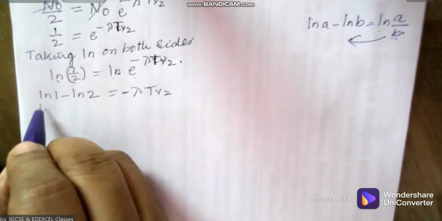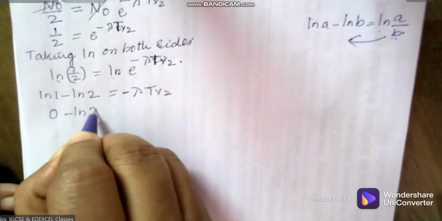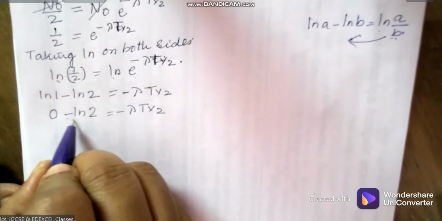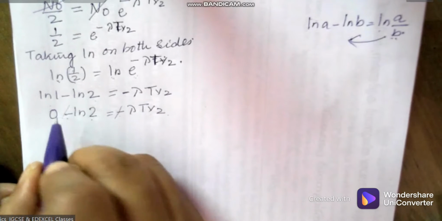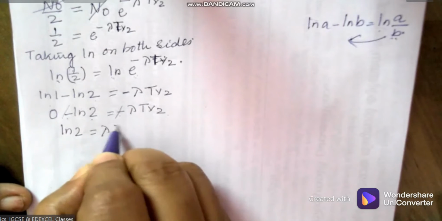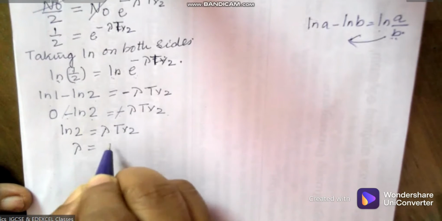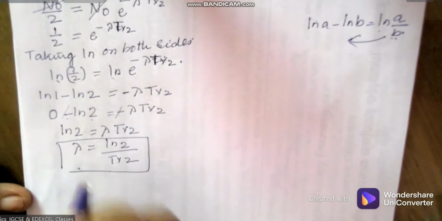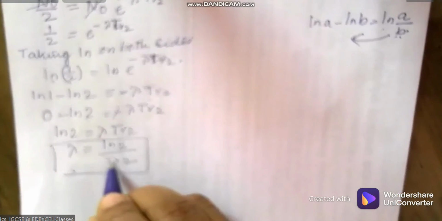Okay. Now what is the value of ln 1? 0. ln 1 is 0, minus ln 2 is equal to negative lambda t half. That means minus ln 2 is equal to minus this one. So you can cancel these minuses. So what is left? ln 2 is equal to the product of lambda into t half. Therefore, t half is equal to ln 2 by lambda. Okay. This is how we got that very, very useful equation. This is the derivation.